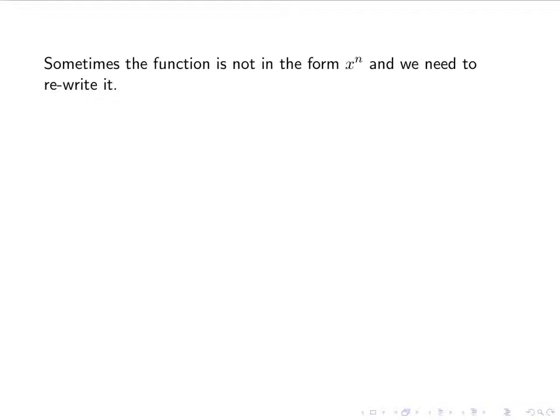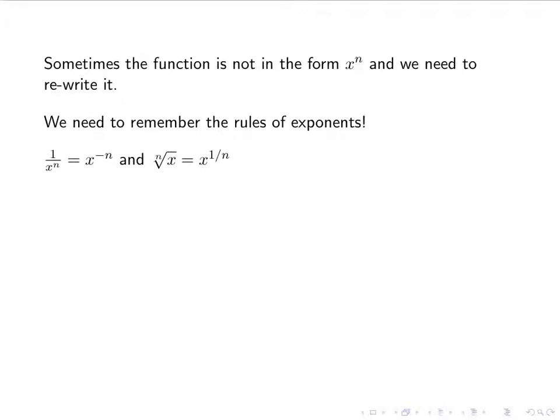Sometimes the function that we're given isn't in the form x to a power, and we need to do a little bit of algebra to rewrite it. So we need to remember that 1 over x to the n is x to the negative n, and the nth root of x is x to the 1 over n.